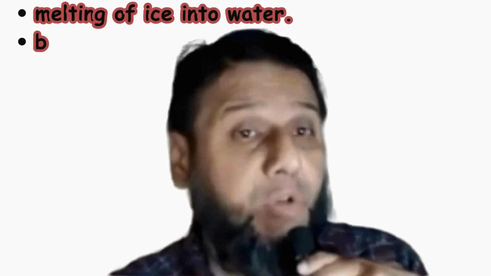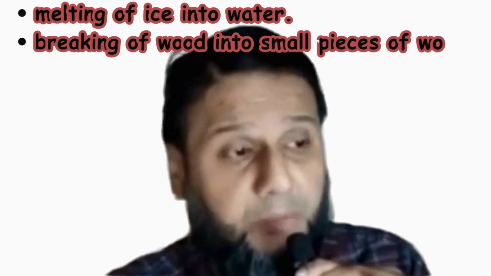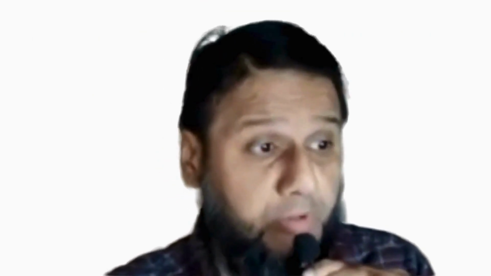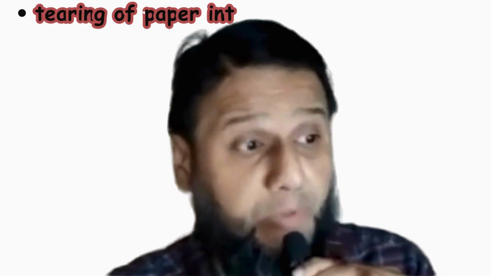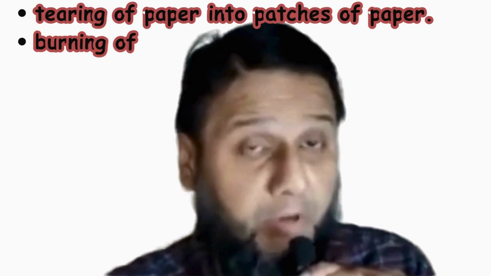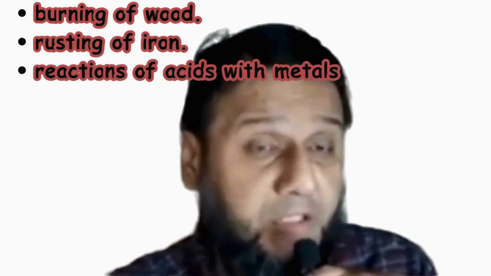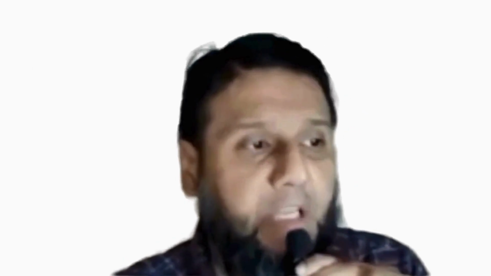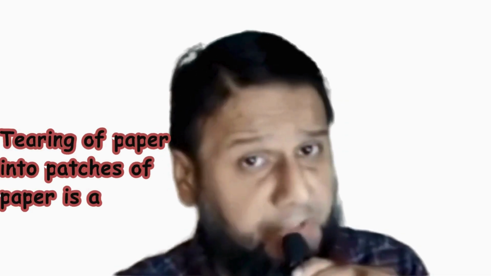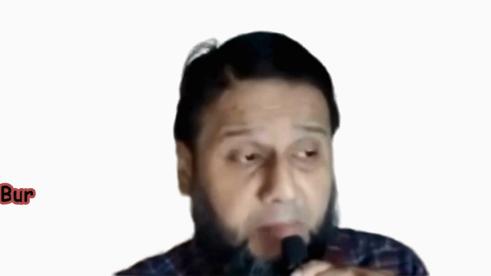For example, melting of ice into water, breaking of wood into small pieces, tearing of paper into patches of paper, burning of fossil fuels, burning of wood, rusting of iron, reactions of acids with metals or metal carbonates, etc. These changes can be either physical or chemical, like tearing of paper into patches of paper is a physical change, but burning of paper is a chemical change.